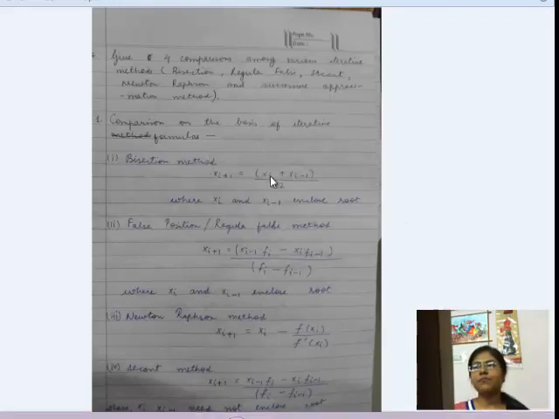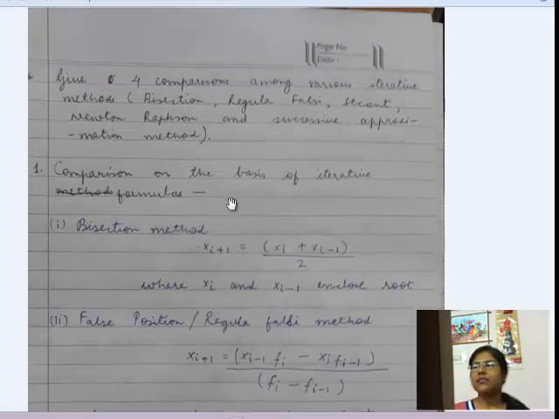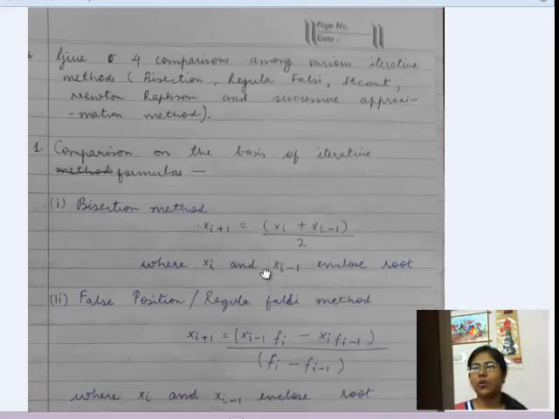Question: give 4 comparisons among various iterative methods: bisection, regula falsi, secant, Newton-Raphson and successive approximation method. Now starting with the comparison, the first one is comparison on the basis of iterative formulas.